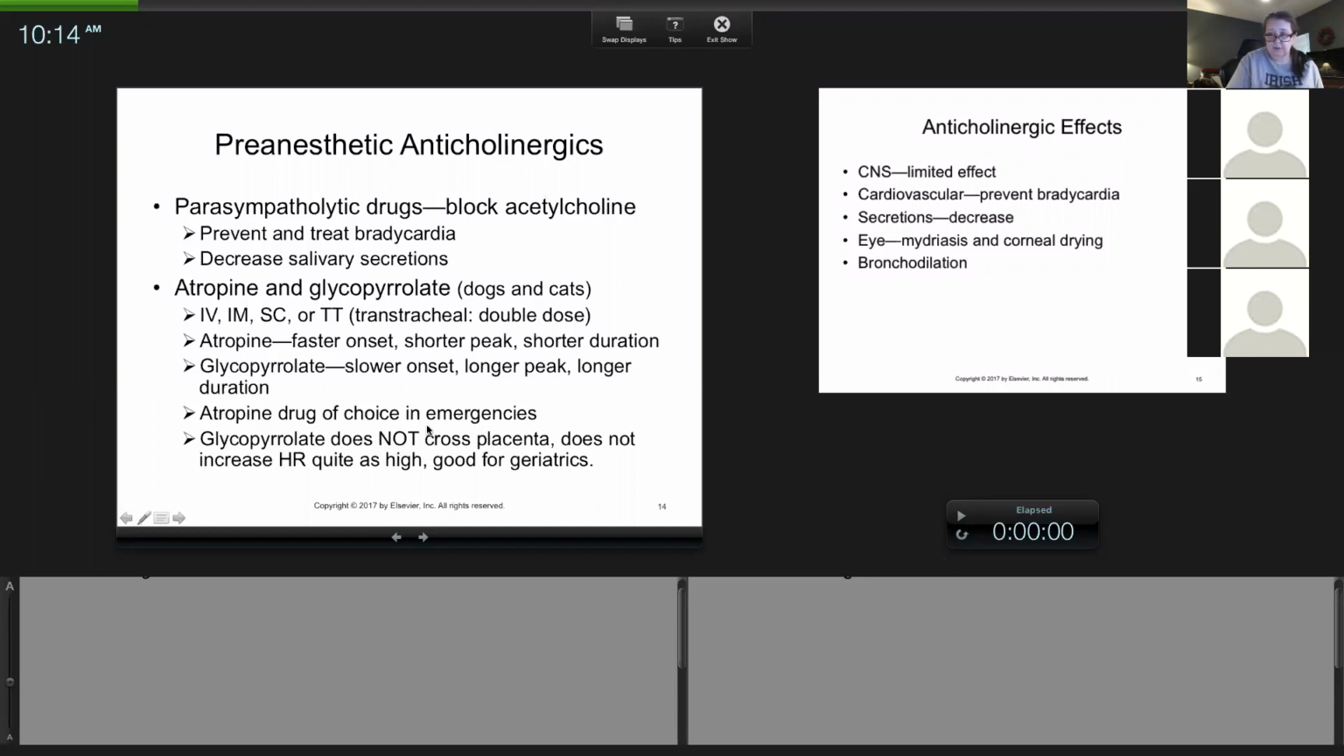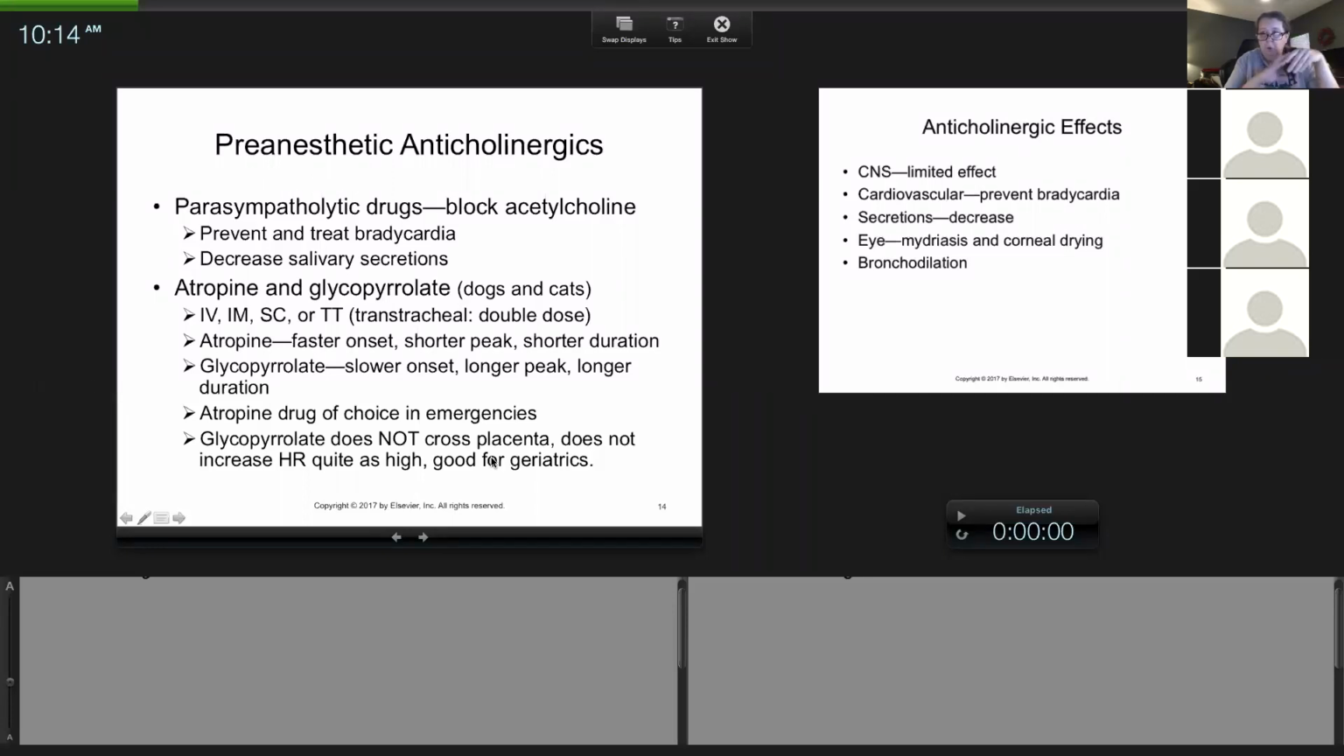It does not cross the placenta. So if you're using atropine in a C-section, the fetuses are going to get a little bit of this medication. But glycopyrrolate does not cross the placenta. The other reason I like it, it does not jack up their heart rate as fast as atropine. So in geriatrics, I worry sometimes when we use anticholinergics that I'm going to make their heart go too fast. And when I have an older dog and maybe we don't have a full cardiac history, sometimes heart disease in patients goes undetected and it's minor.